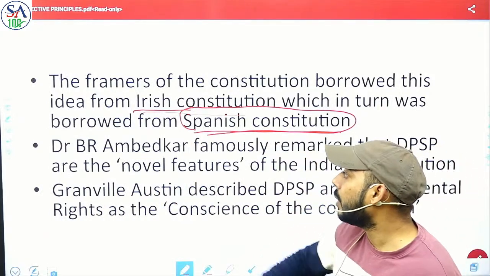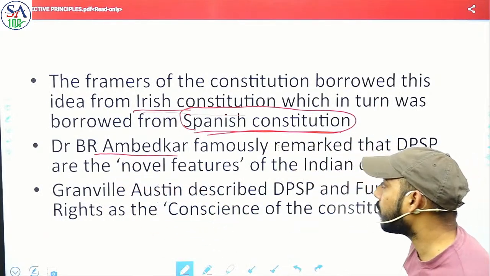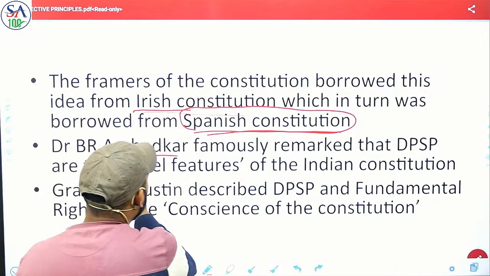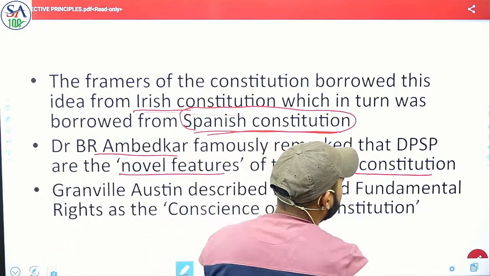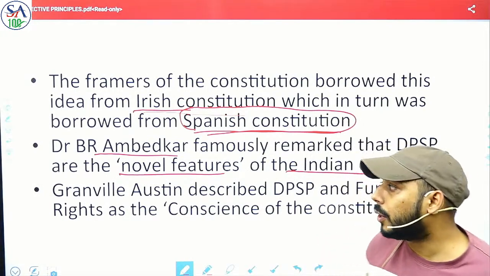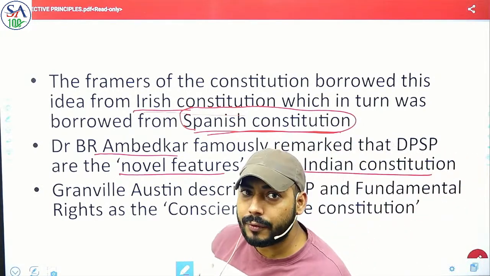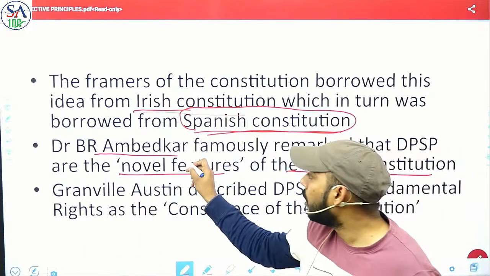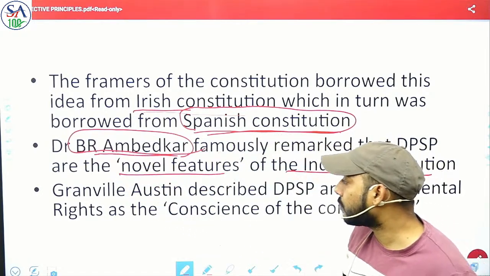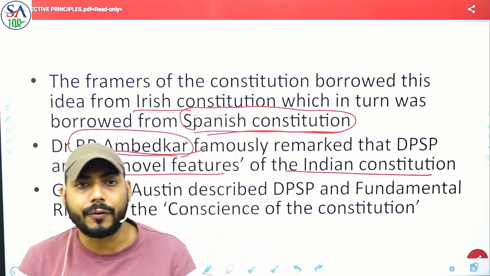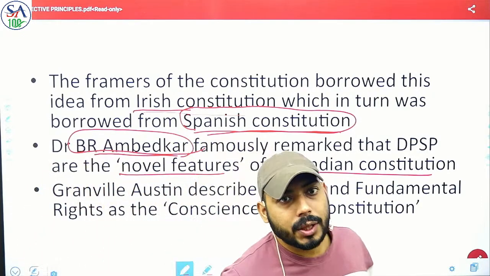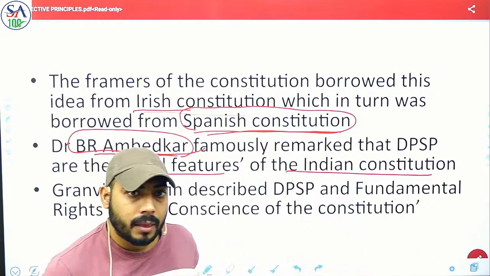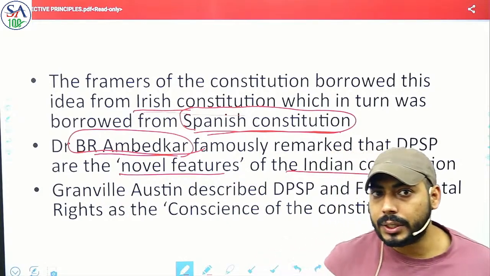Next important thing, B.R. Ambedkar. What did he say about DPSP? He said that it is a novel feature of the Indian Constitution, which means it is one of the most important, innovative and unique features of the Indian Constitution. Who said this term? B.R. Ambedkar, who was the head of the drafting committee, and he is known as the father of the Indian Constitution. This line you can use in your mains answer writing. It will act as a value addition to it.